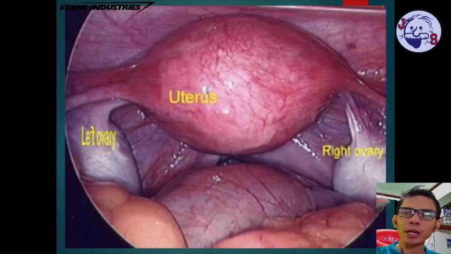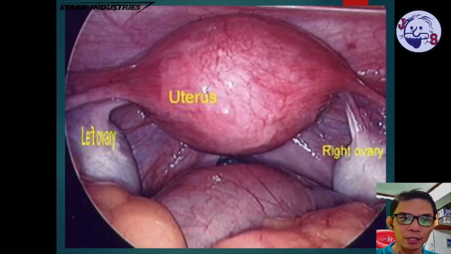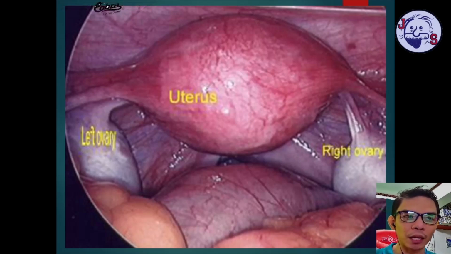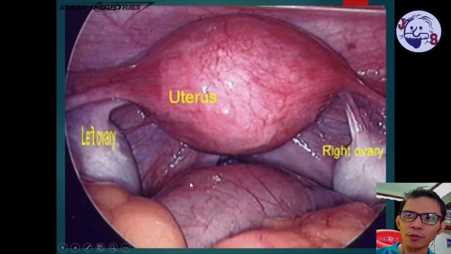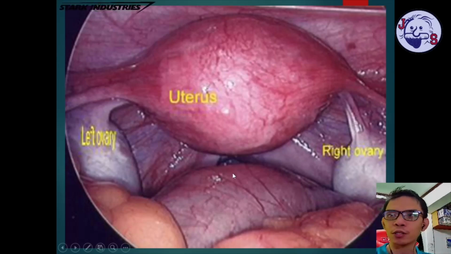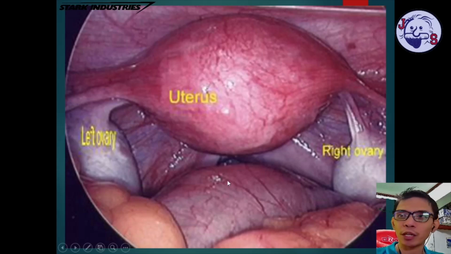Alright, so as you can see here, you will see the left and right ovary. We have two ovaries, the left and the right. We are a bilaterally symmetrical organism, that is why there are two sets of ovary. We also have here the uterus on this view. The view is also showing the small intestines and other organs found in that area.